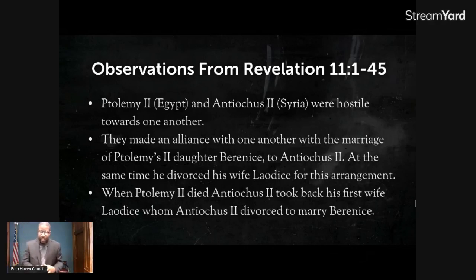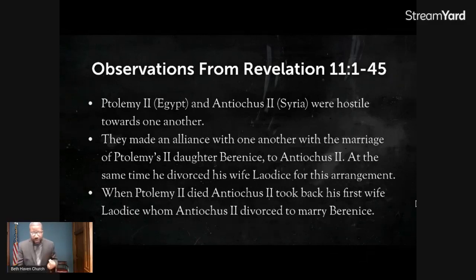At the same time, he divorced his wife. That's a touch, right? Laodice, for his arrangement. Now, if you recognize the name, the term Laodicea comes from Antiochus II. He named Laodicea after his wife. Antioch was also named after Antiochus II. But he divorced his wife for this arrangement. Probably not a smart move.